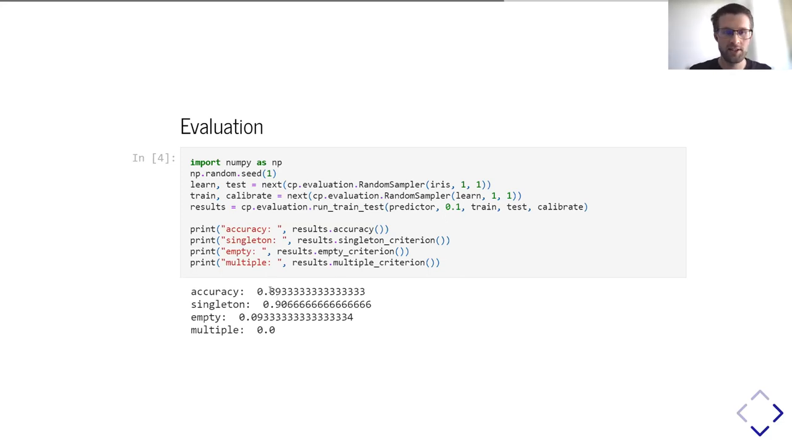It's a relatively small data set, so if we repeat this several times, we might be off a bit, but it looks okay. And then we can observe the number of singleton predictions, that is sets with a single predicted value, empty predictions, and predictions with multiple cases, which in this case were none.